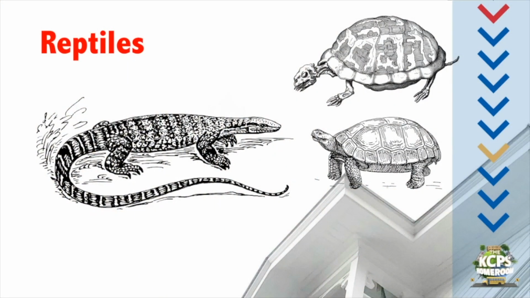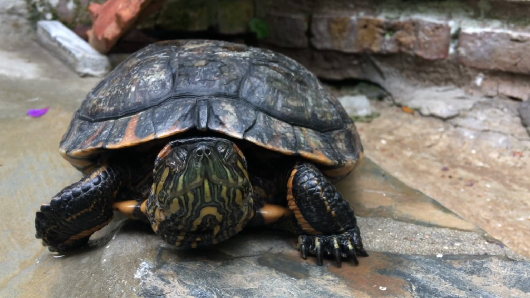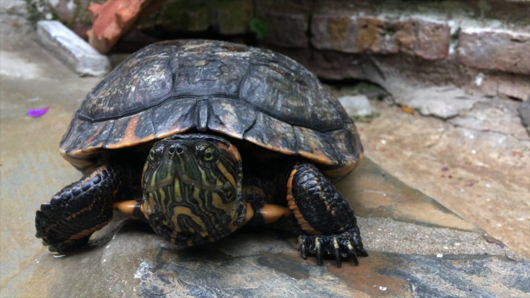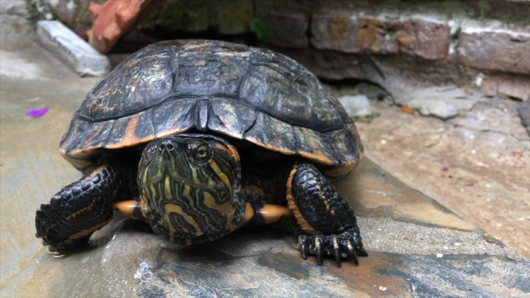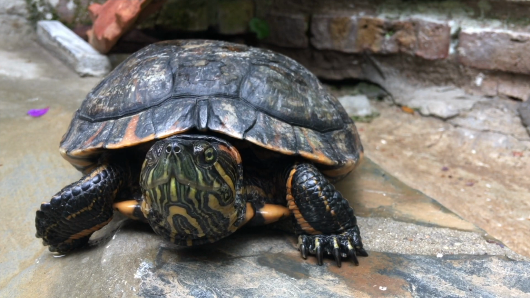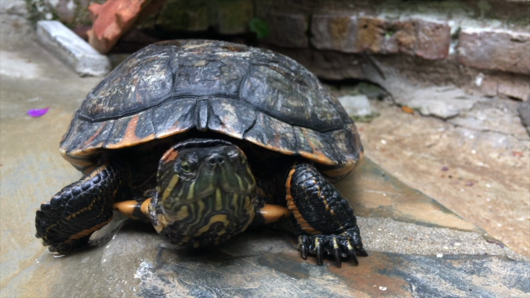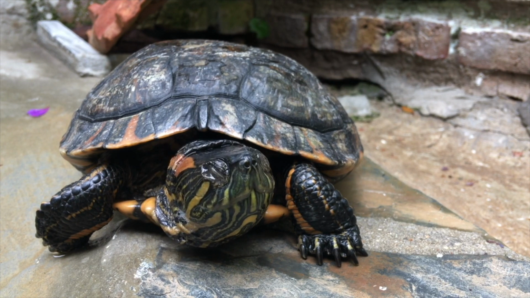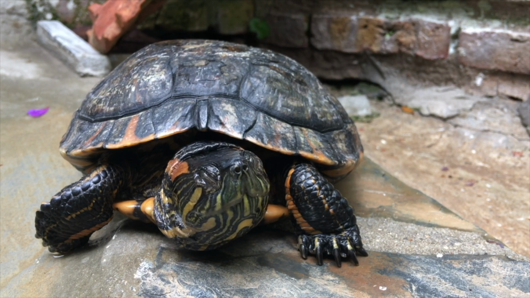Next group, we're going to cover reptiles. Reptiles are vertebrates that live on the land. Like fish and amphibians, reptiles are ectotherms. When a lizard is cold, it will sit on a rock in the sun to warm itself. So when a lizard is hot, it will find shelter or a cool place under the rock to cool down.